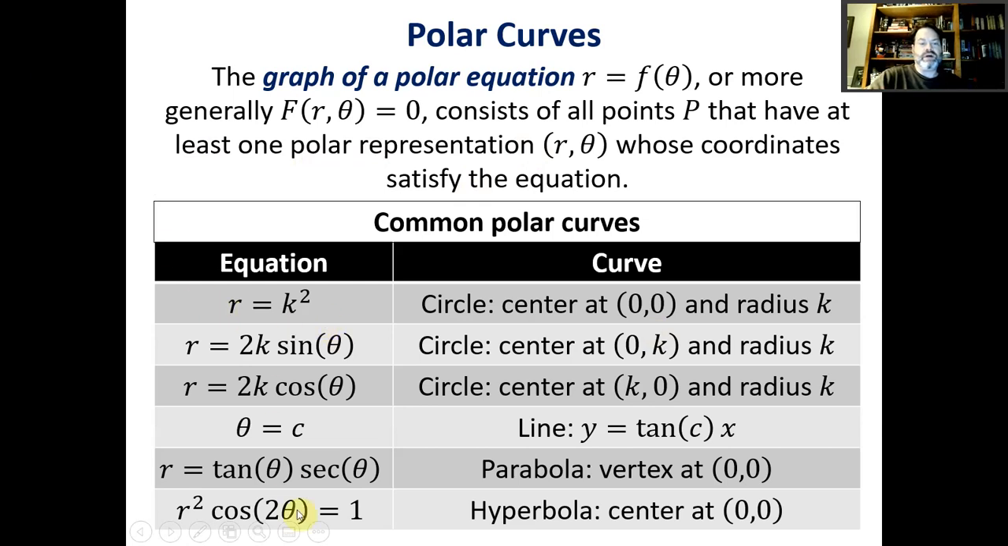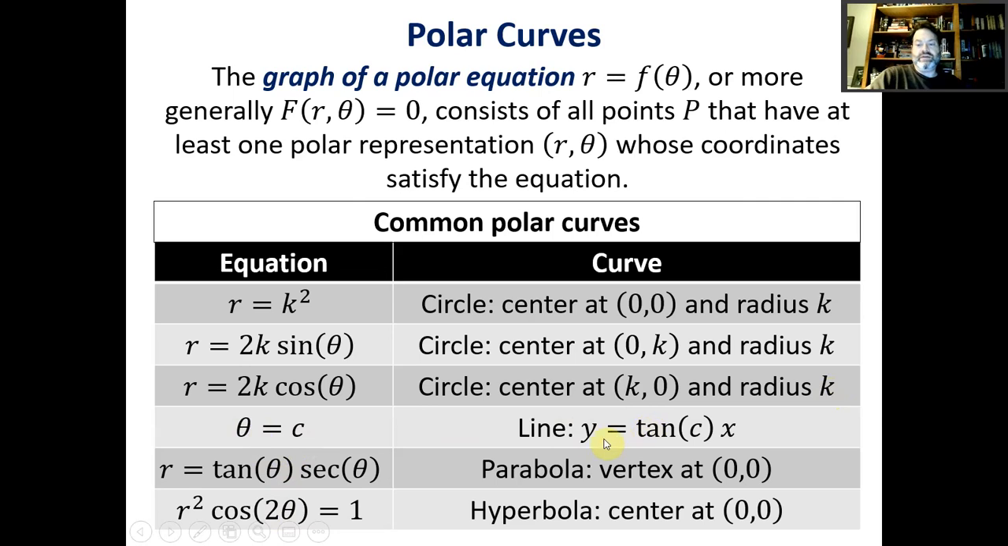So here's a couple common ones that I found. If you have r equals k squared, that's a circle centered at 0, 0 with radius k. If you have r equals 2k sine theta, that's a circle at 0, k with radius k. 2k cosine theta, circle at k, 0, radius k. Remember this, if k is negative, the center is moved, but a negative radius is still a circle.